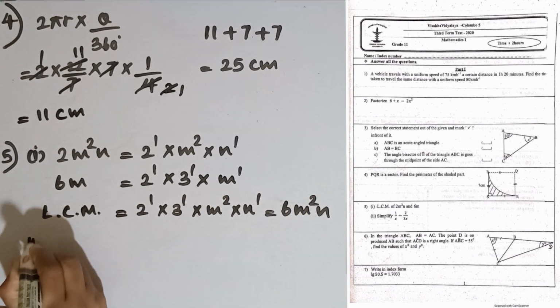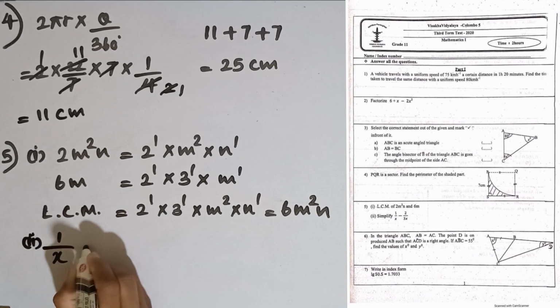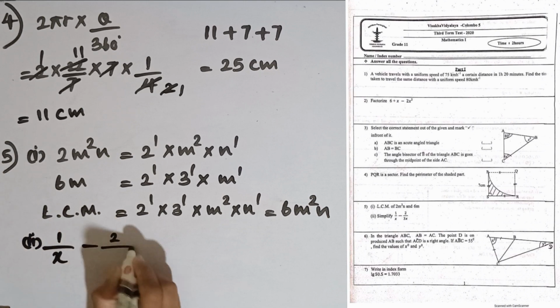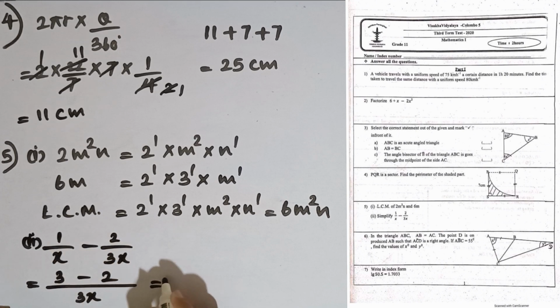Part 2, we are given this to simplify. 1 over x minus 2 over 3x. We can take 3x as the common denominator here. So the first fraction should be multiplied by 3. 3 times 1 is 3, then minus 2. Second one remains unchanged. Then the answer is 3 minus 2, 1, 1 over 3x.